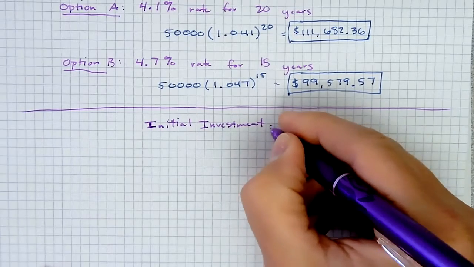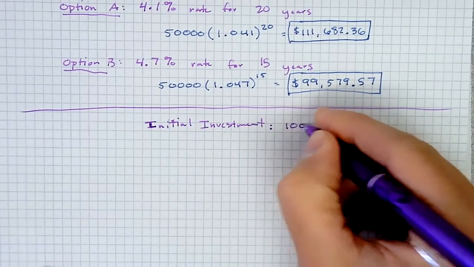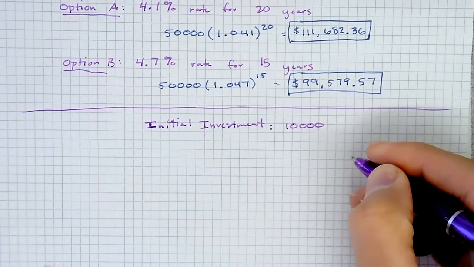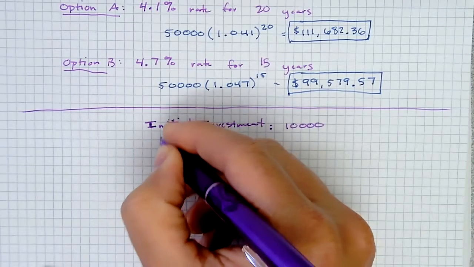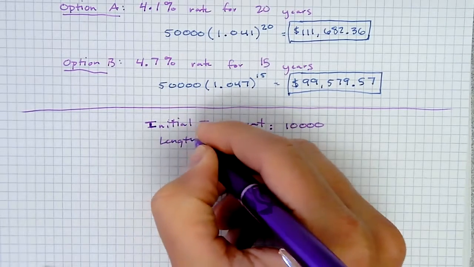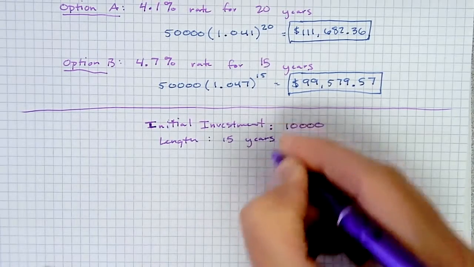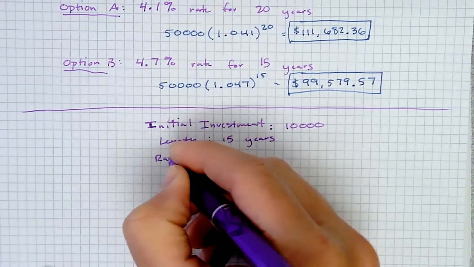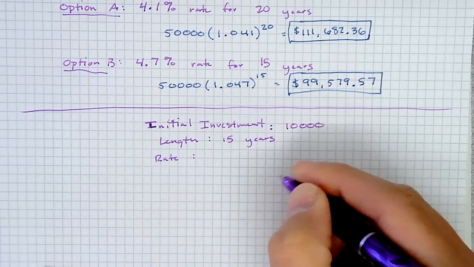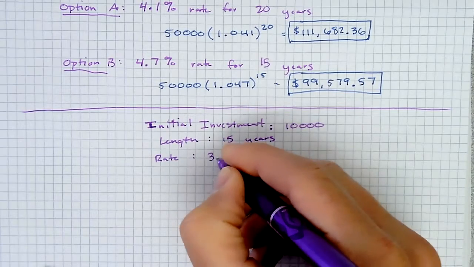Okay, so let's say we have an initial investment of 10,000. Let's say the length of our investment is 15 years. And let's say we have an interest rate of 3.5%.